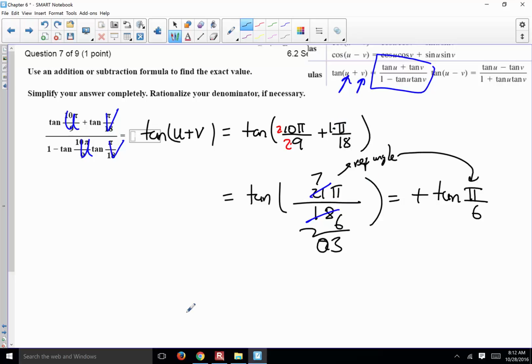Oh, 21 total. Yes, right? 2 times 10, 20. I added 1, 21. Common denominator 18. Okay? Good. Because I sometimes make mistakes, so it's okay.